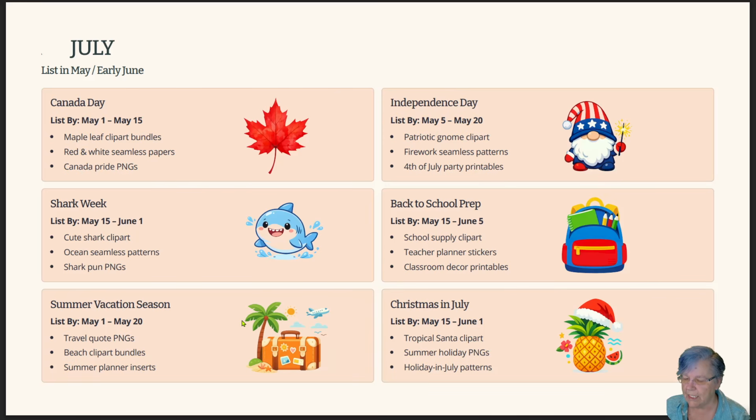This is a good one because families like to have matching t-shirts. So you could do family-related matching shirt designs for summer vacations and holiday vacations. And then we have Christmas in July. So there's a lot of opportunity there to do some fun, different designs, right?